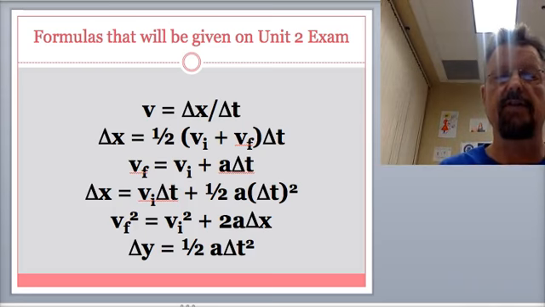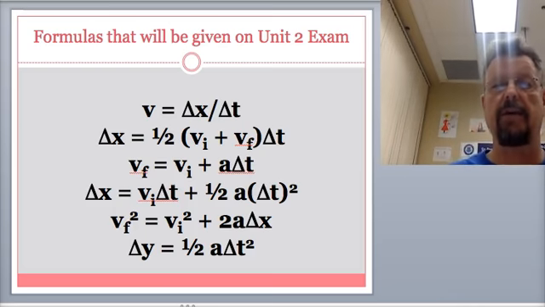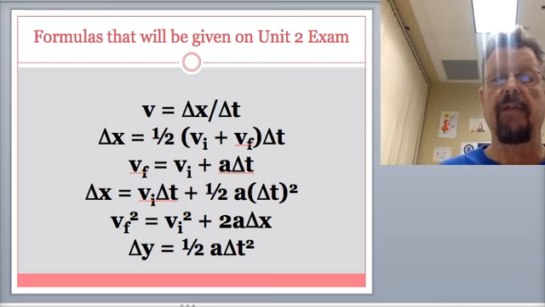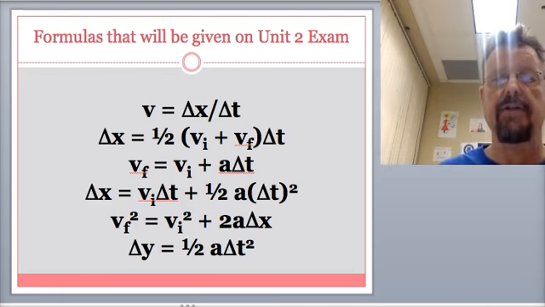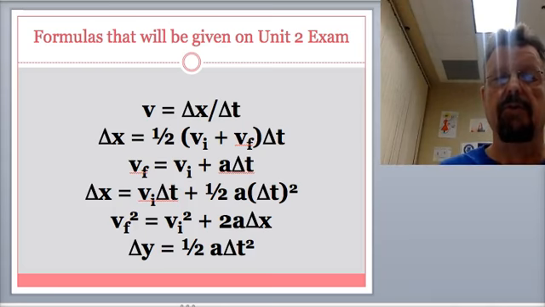Change in distance can also be calculated by the initial velocity multiplied by the change in time plus 1/2 acceleration times the change in time squared. Final velocity squared is equal to initial velocity squared plus 2 times acceleration times the distance changed. And finally, for a falling object, delta y is equal to 1/2 acceleration times the change in time squared.